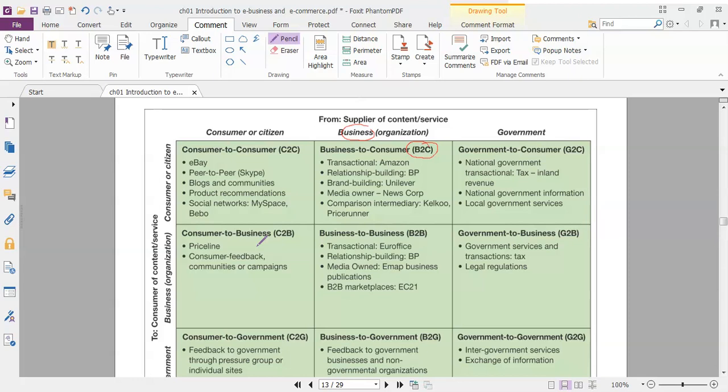So what else is there? Business to business. The organization to organization. That is business to business. Transactional, for example, Euroface. Relationship building, media owned. B2B marketplace. And then government to business, same as government to consumer. What the government needs from the business is tax. Cukai yang kita kenakan. Government pun akan adakan cukai kepada perniagaan.